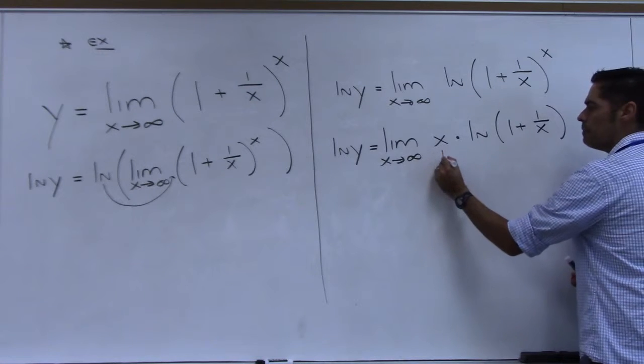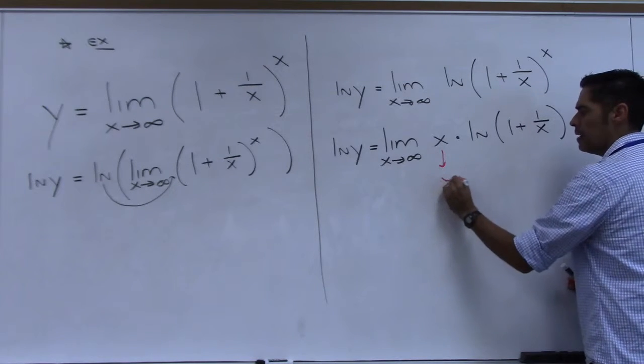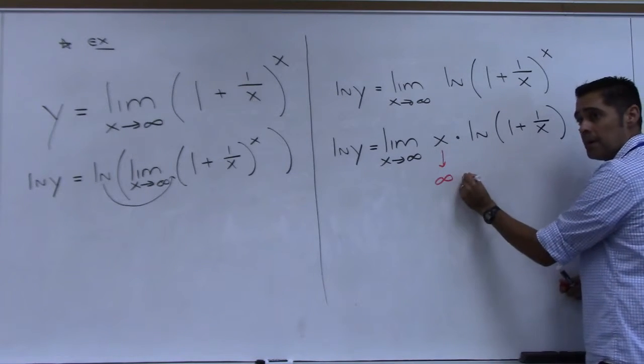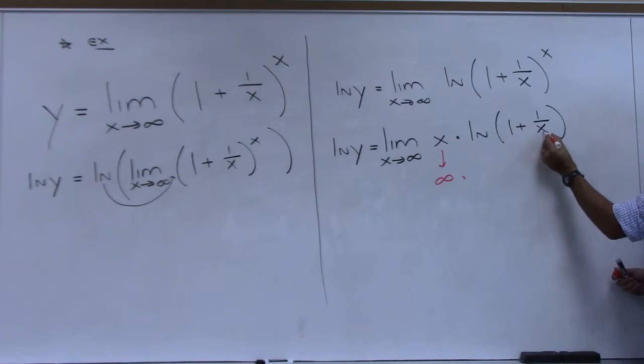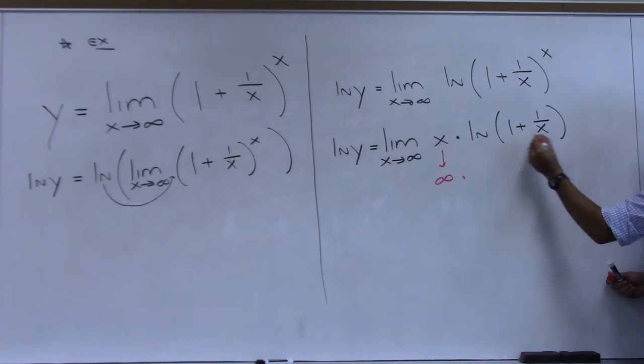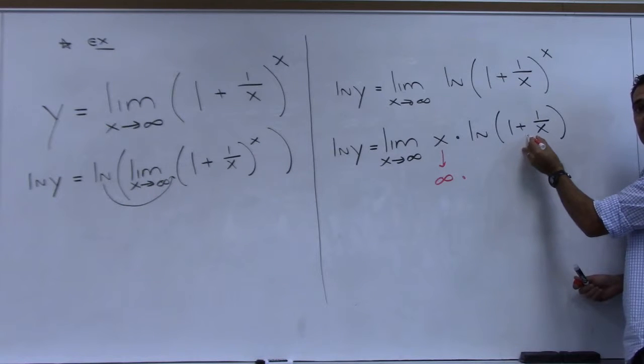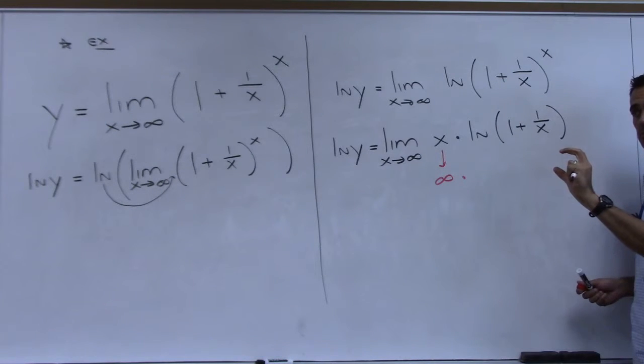Where does this go? Infinity times, I've created a product, haven't I? Okay, 1 over infinity goes to 0. 1 plus 0 is 1. That's heading to 1. Natural log of 1 is 0.